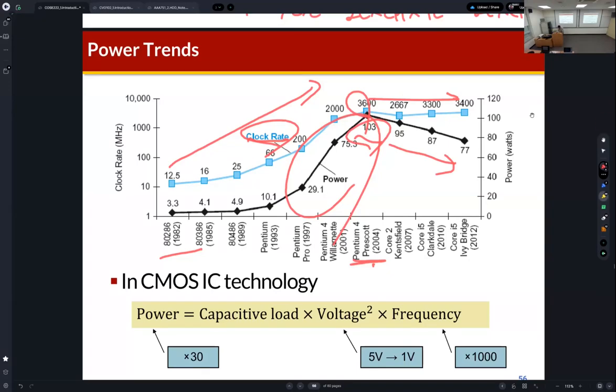Actually, until this time, around the Pentium 4 Prescott, Intel, the CPU vendor, and another CPU vendor, AMD, had focused on the performance of a CPU. So they tried to increase the clock frequency of their CPU. But what's the side effect of this higher performance? The side effect is that the power consumption also increased, and increased dramatically. That is the disadvantage of higher performance. The cost also increases.